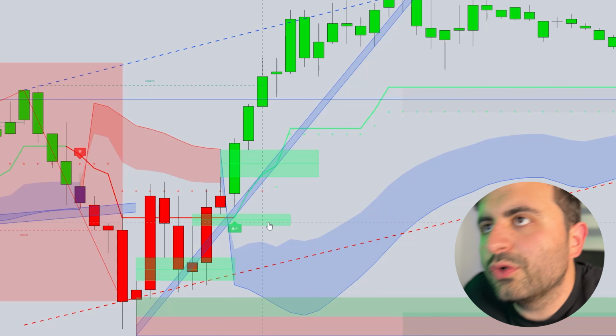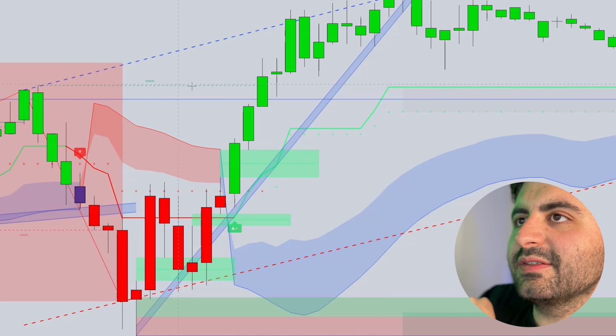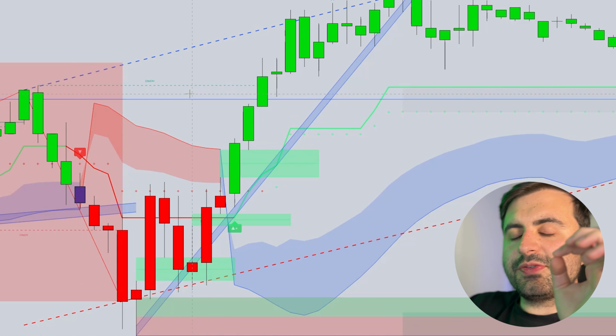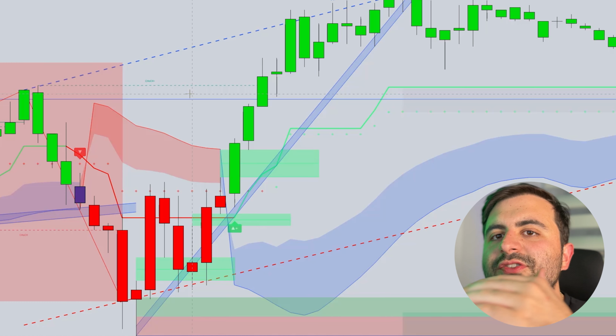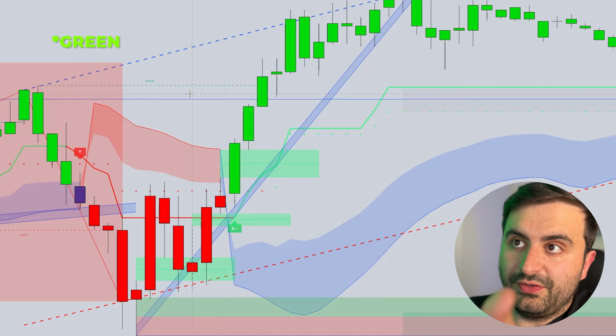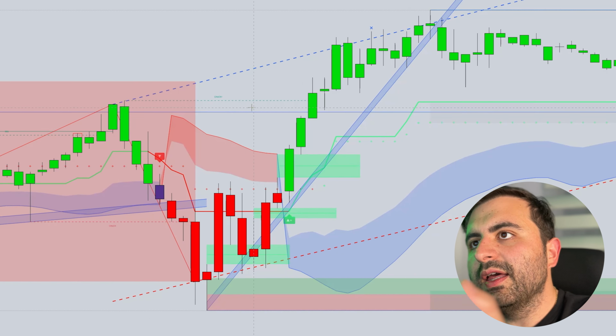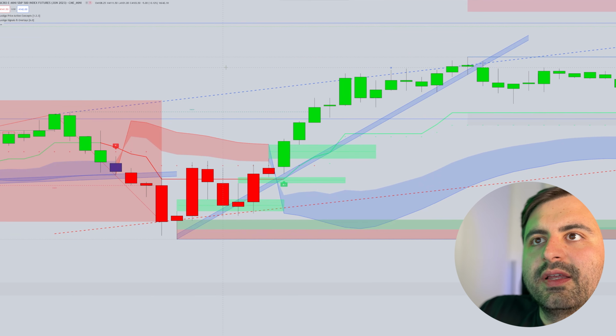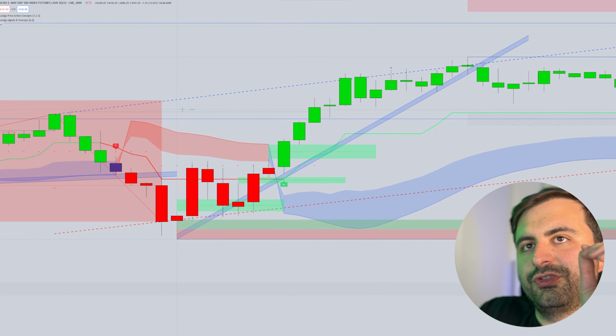And here you will see these dotted lines. This means change of character, which means the market is changing its behavior; it's becoming bullish if it is red. And if you see a plus sign on the right side of it, it means it's highly bullish.